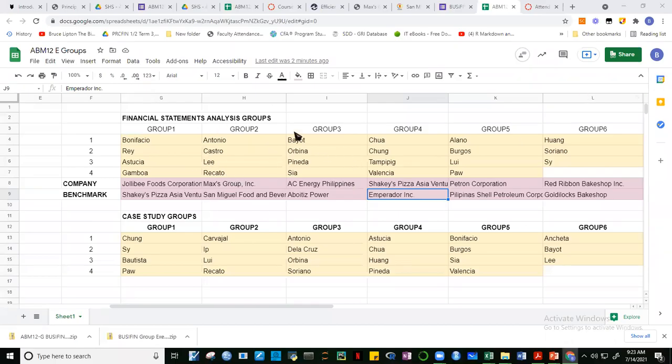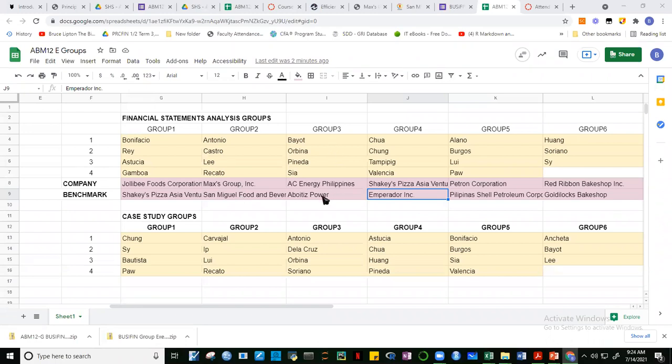So basing on the companies that you have chosen, for group 1, this looks okay. For group 2, Max and San Miguel food and beverage are not direct competitors. So you either choose one and then replace the other one with a direct competitor.